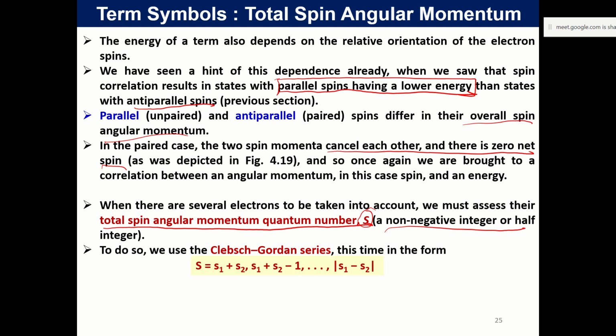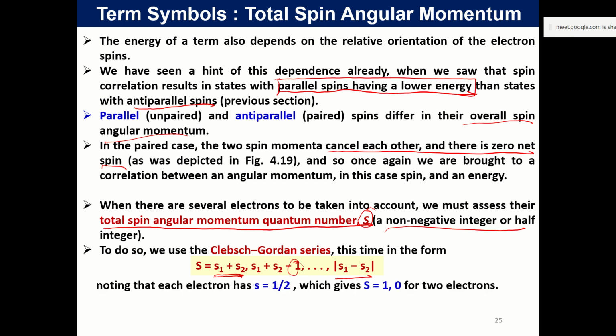So again, whenever we have to consider two electrons, we can start writing the quantum numbers S1 plus S2, the vector addition of the two, and then S1 minus S2 at the two extremes, and then you see whether you can subtract 1 and get the intermediate values. So if there are only two electrons, you can have only two values, which is half plus half or half minus half, that is 0. Okay, so this is how.